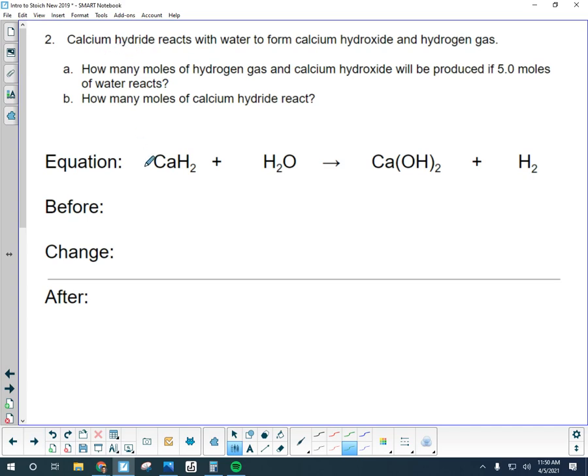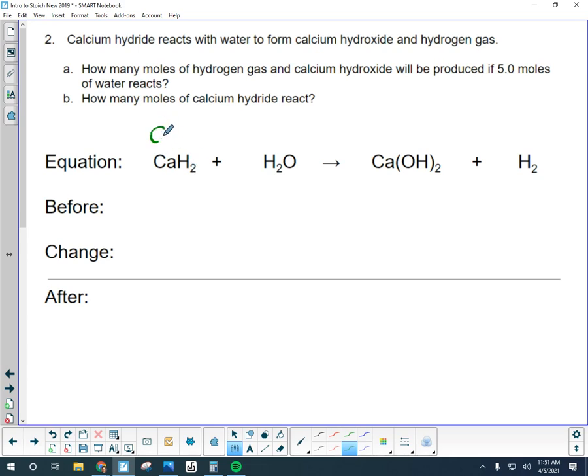Okay, so the written description of the reaction is calcium hydride, that's CaH2, reacts with water, H2O, to form calcium hydroxide. Hydroxide is a polyatomic ion with a -1 charge, so the formula is Ca(OH)2. And then hydrogen gas, again, is a product in this reaction. So calcium hydride is an ionic compound. So hydrogen is a nonmetal, calcium is a metal.